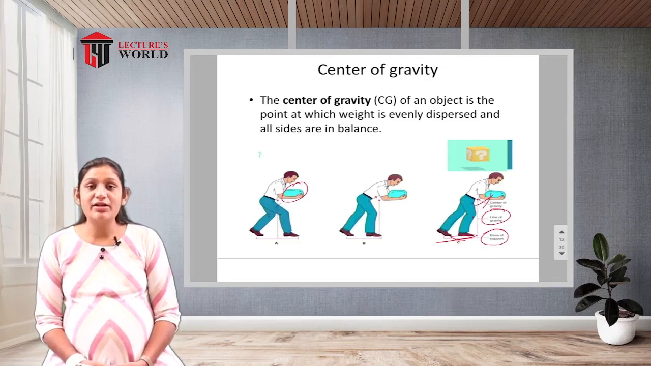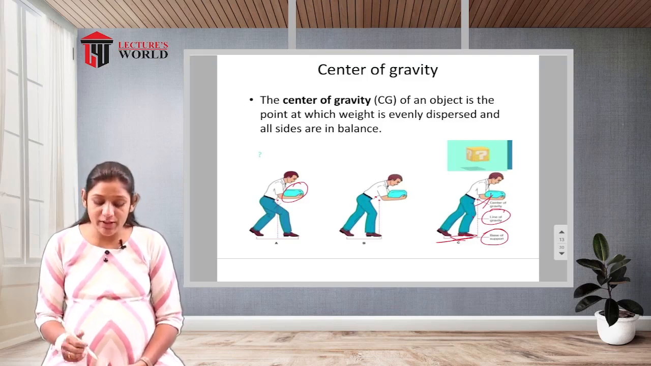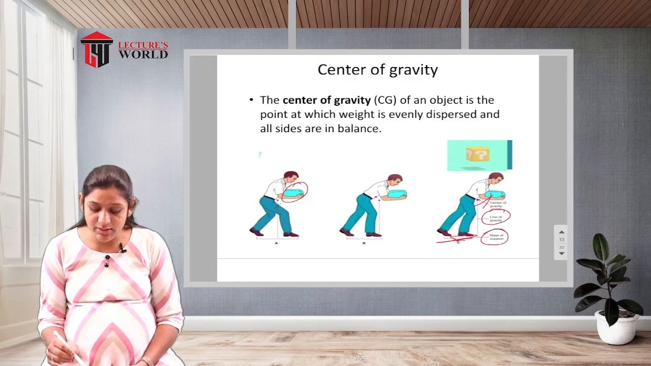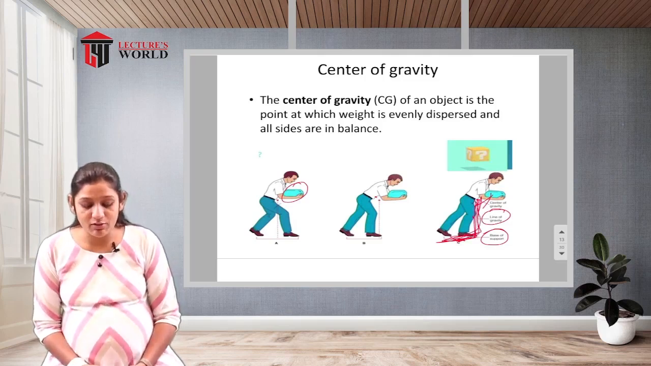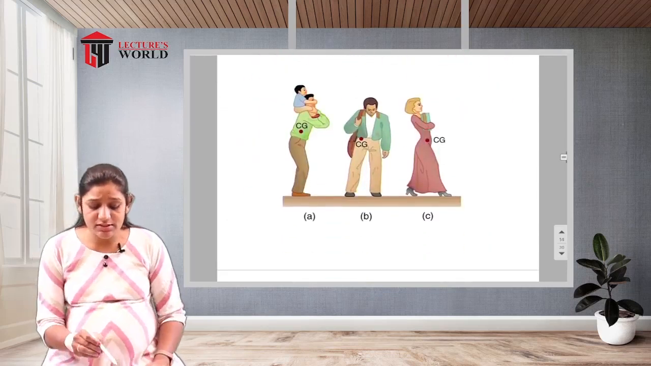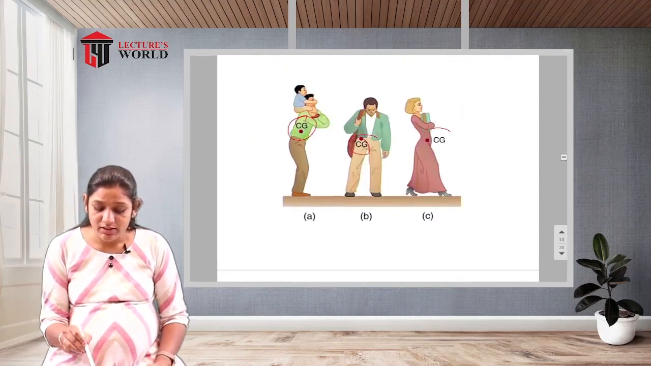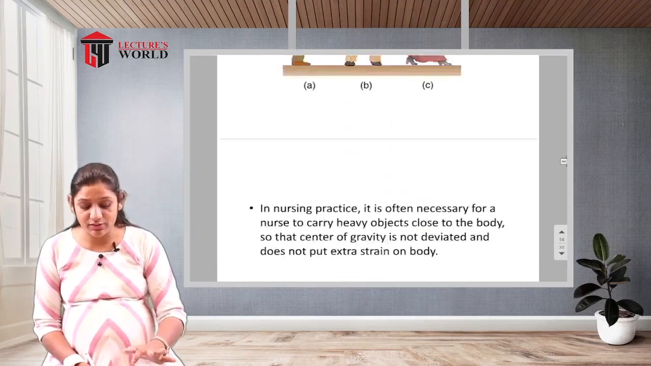Whatever substance is lifted by the man, the center point is here. This is the base of support and this is the line. Observe here, it is evenly dispersed and all sides are in balance. This is the CG factor. Everyone has a different center of gravity.